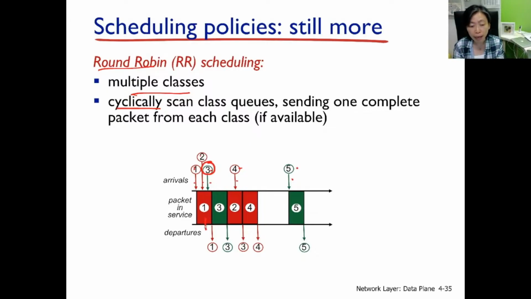Therefore, after the red packet is served, we serve the green packet. Now, because the next rotation is the red packet again, we take packet 2. The next one should be green again, but there's no green packet at all, so we serve packet 4, and so on and so forth.